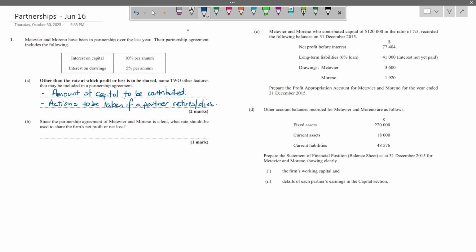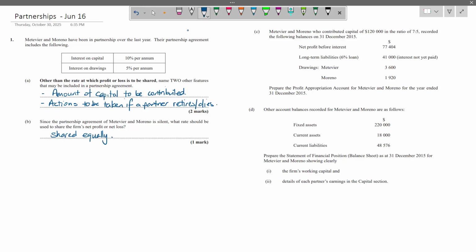Part B, since the partnership agreement of Mentive and Marino is silent, what rate should be used to share the firm's net profit or losses? So they should be shared equally.